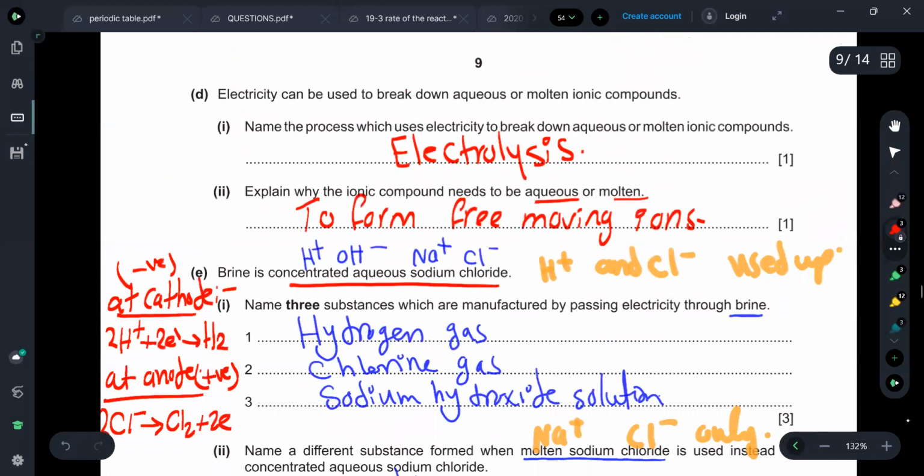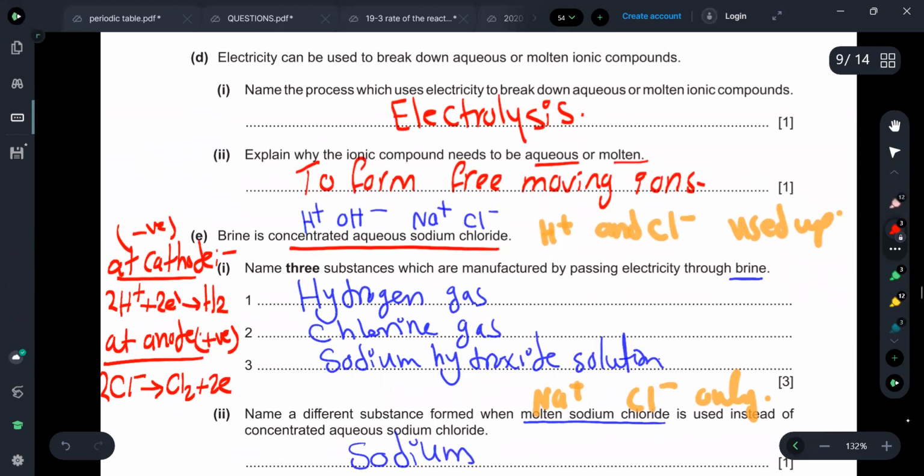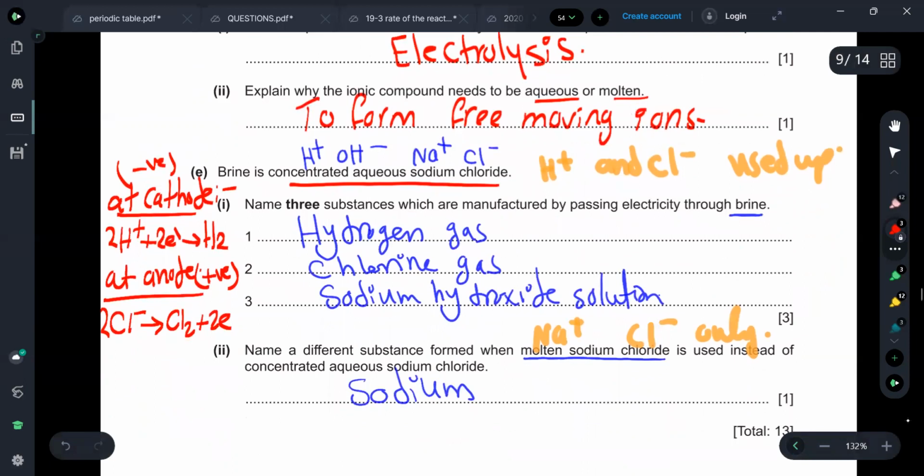Part D. Electricity can be used to break down aqueous or molten ionic compounds. Name the process which uses electricity to break down aqueous or molten ionic compounds, which is electrolysis. Explain why an ionic compound needs to be aqueous or molten: to have free moving ions to carry charge. Brine is concentrated aqueous sodium chloride.